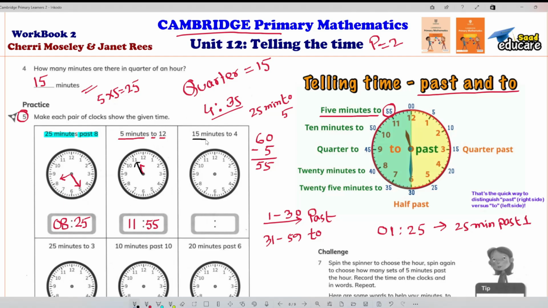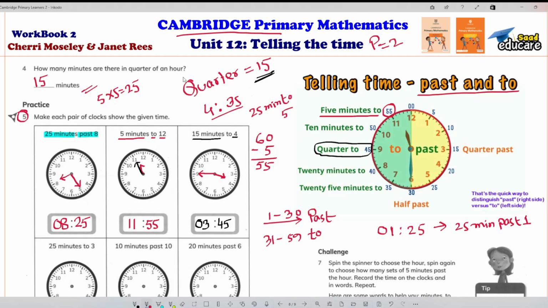Okay, next one. 15 minutes to 4. We already know quarter means 15, right? So 15 minutes to 4 means we need 15 minutes to become 4. So the time is still between 3 and 4. To 4 means the minute is 45. So for 3 we can draw like this, between 3 and 4 is the marking, and 45 means 9.